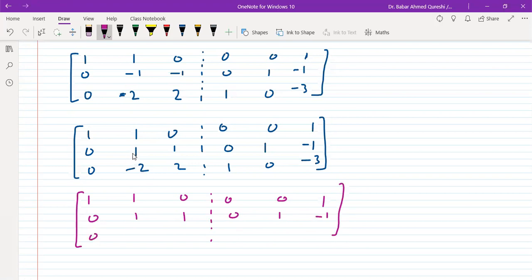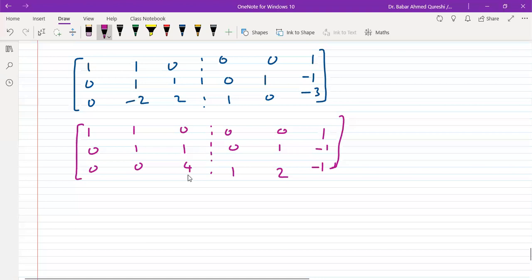Now I can multiply by 2 and add below. I get 0. 2 plus 2, 4. 1, 2, minus 2, minus 3, minus 1. And now all I have to do is make it 1.